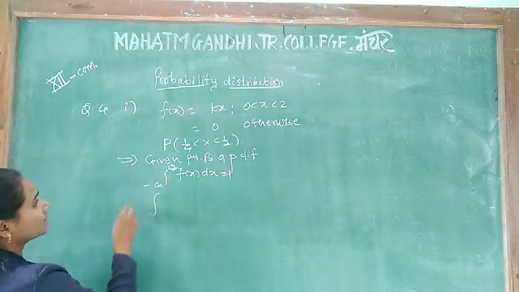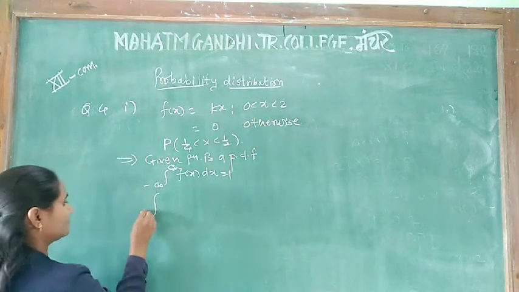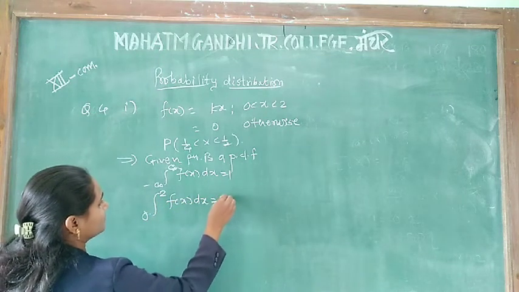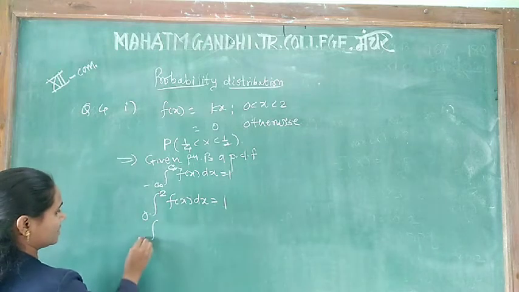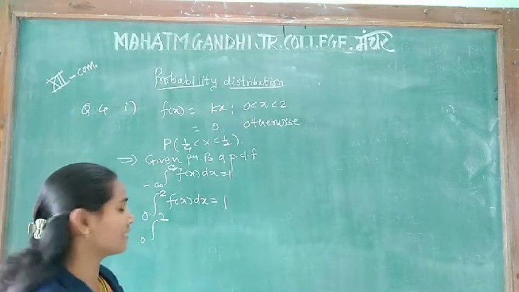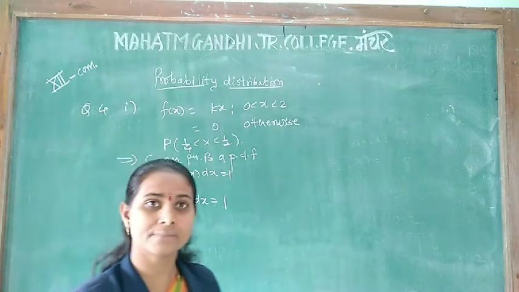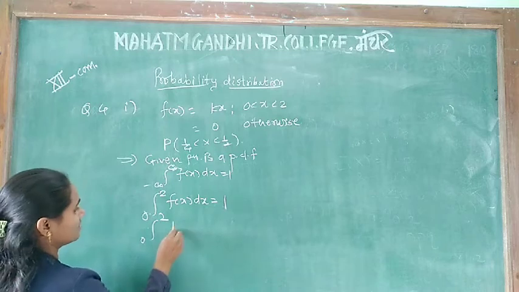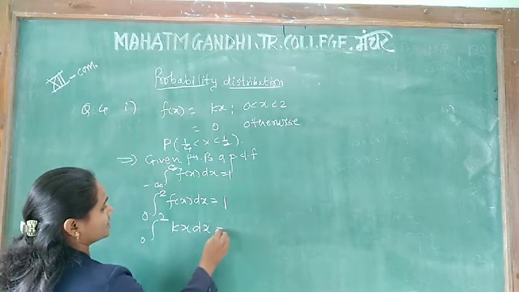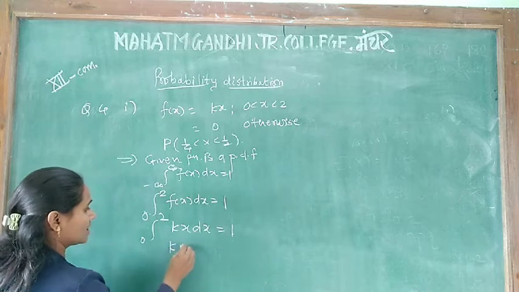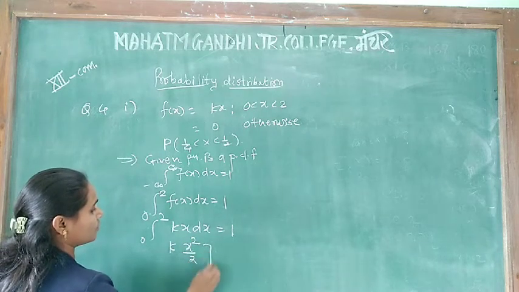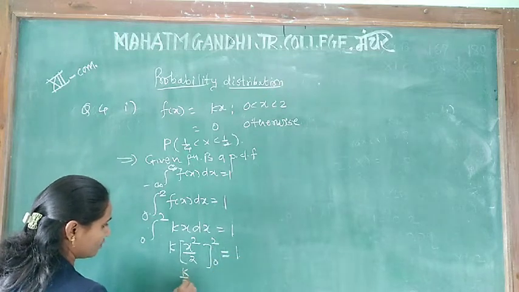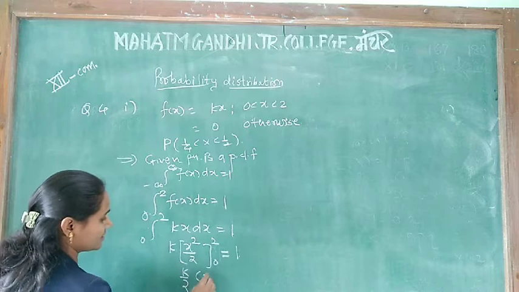So first find the integration from 0 to 2 of f of x dx. It is 1. We have given that the function is a PDF, so write 1. If we have to show it is a PDF, then we have to prove this limit is 1. The function is kx, so the integral of kx dx is equal to 1. K is constant. Integration of x is x square upon 2, limit 0 to 2 is equal to 1.